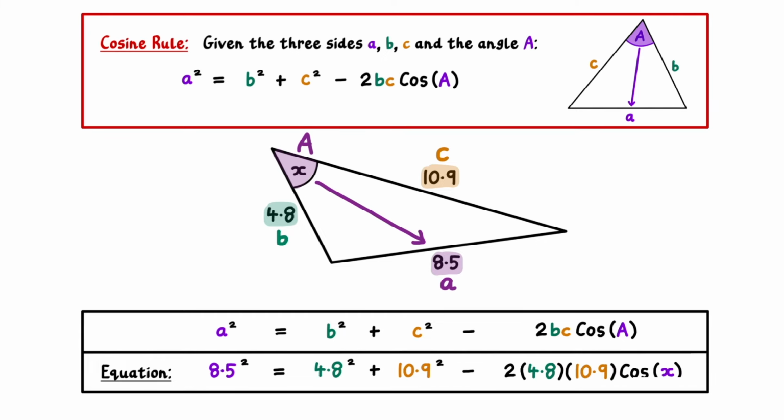When we write these values into the cosine rule, we get the following. 8.5 squared equals 4.8 squared plus 10.9 squared minus 2 times 4.8 times 10.9 times the cosine of x.